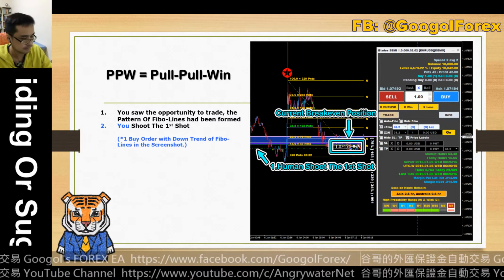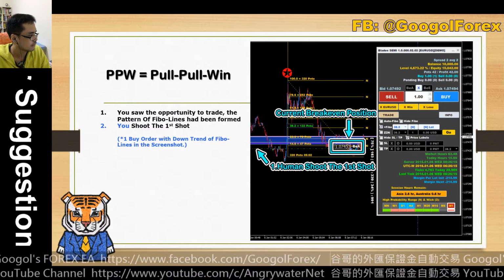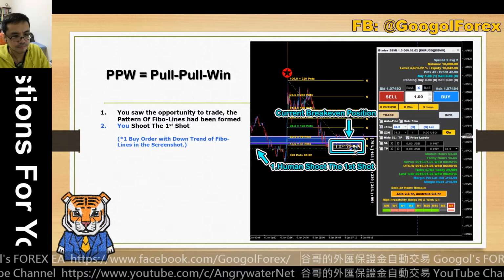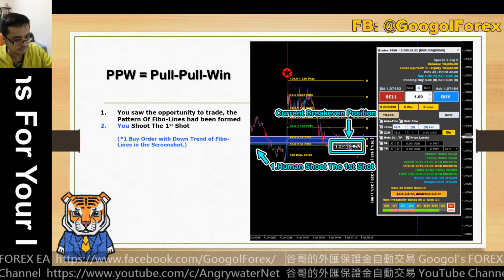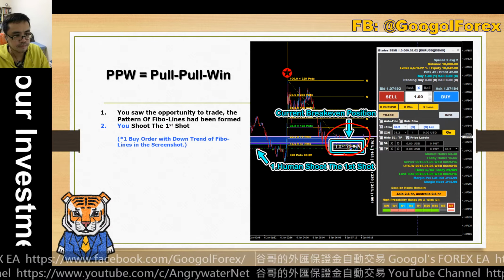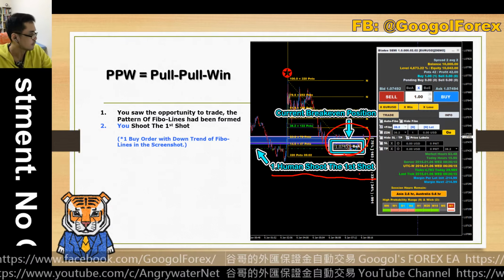On the screenshot, maybe even the best trader will think it is the lowest position of the current day. So he feels this is an opportunity to trigger the first shot. Usually we enter with a buy order, hoping the trend goes up as we expected, but who knows? Only God knows.